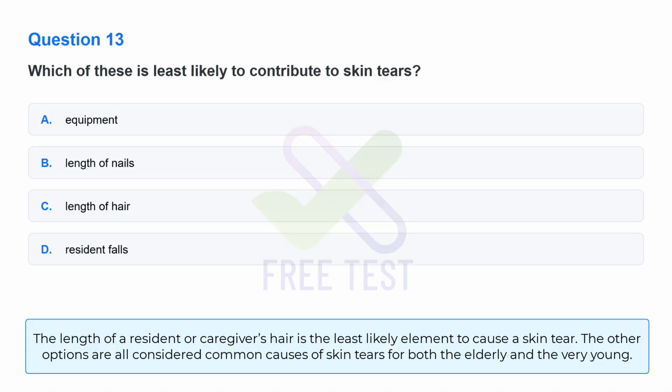The correct answer is C. Length of hair. The length of a resident or caregiver's hair is the least likely element to cause a skin tear. The other options are all considered common causes of skin tears for both the elderly and the very young.